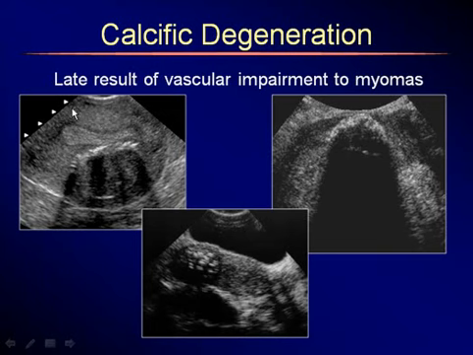Now, calcific degeneration is a late result of vascular impairment. The fibroid becomes calcified and slowly involutes. And here are some different patterns. Here's kind of a peripheral calcification with a lot of attenuation. Here's sort of a tip of the iceberg appearance where you only see the top part with dense, strong shadowing, very few reverberations. And here a speckled kind of pattern, the so-called popcorn calcification.